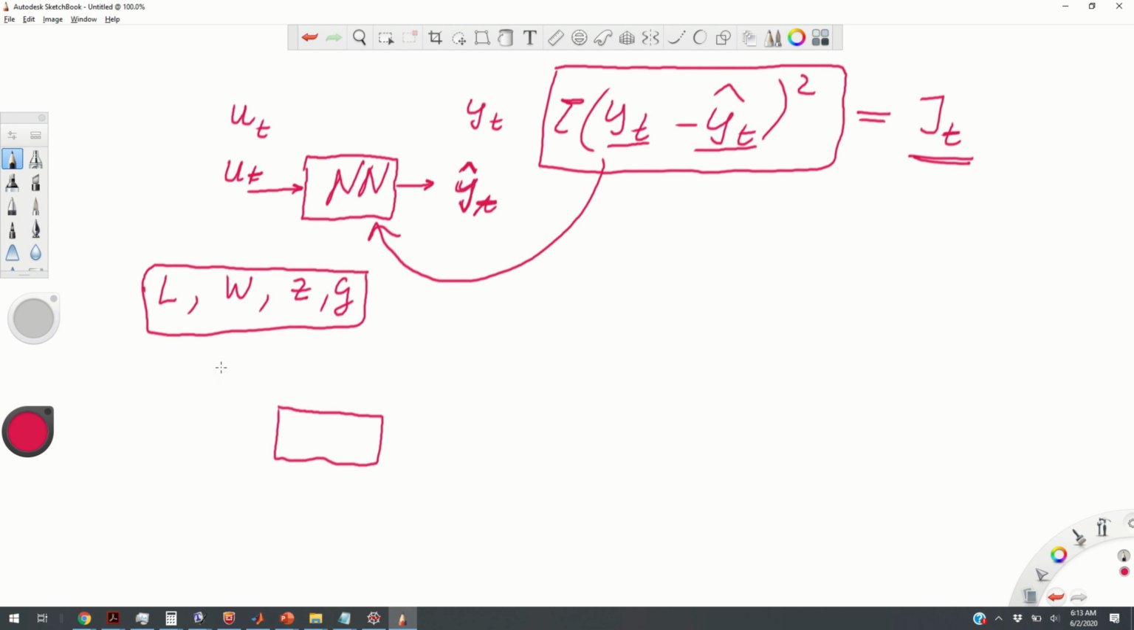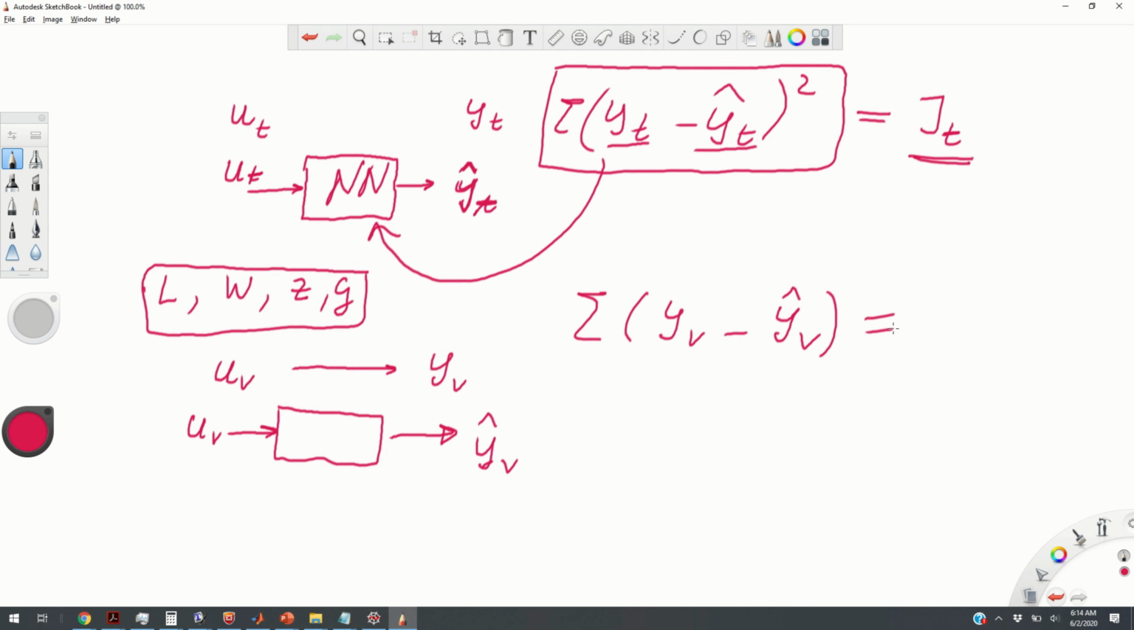Similarly, we have the validation data. So if we present the validation data to the network, it should produce validation output. That is the estimate or the predicted value of the validation. At the same time, we have the true validation data that's obtained by simulating the system. And similarly to this cost function, we can define another cost function that depends on the validation data.